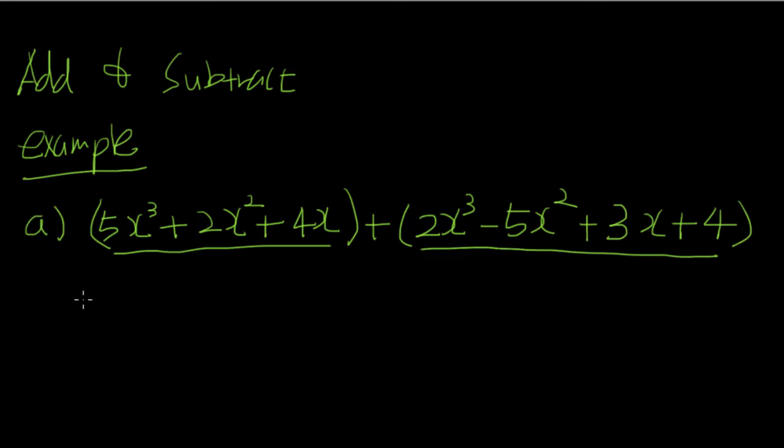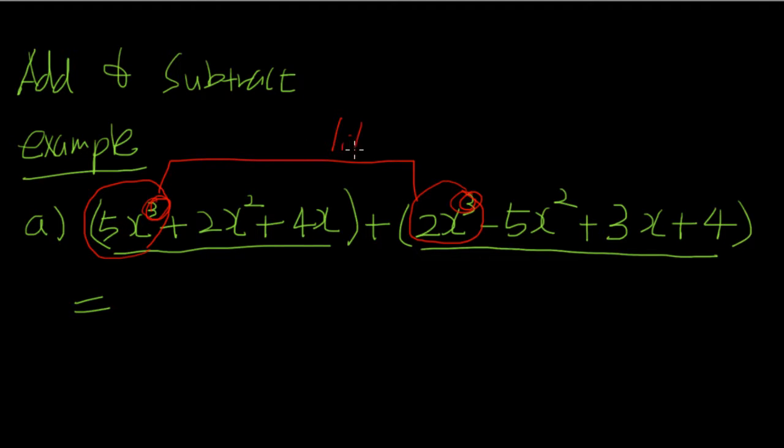So when you add or subtract polynomials, you are going to combine what's called the like terms. So what is a like term? A like term is a term that has the same exponent, the same power of exponent. So let's see this term right here, 5x to the third. A like term would be this one right here, 2x to the third, because they both have x to the third. So these two are the like terms.